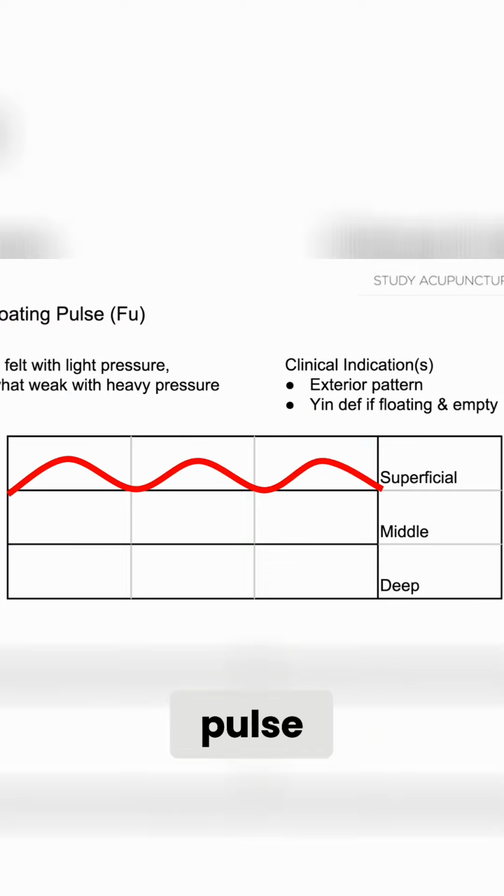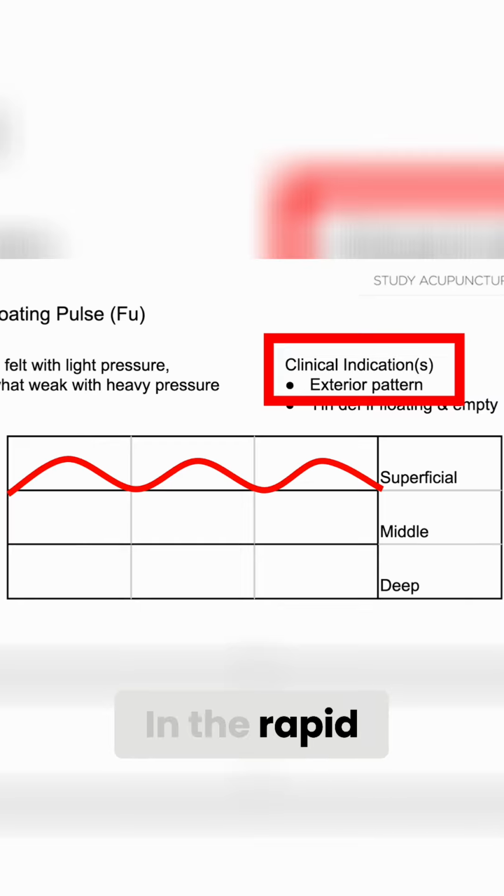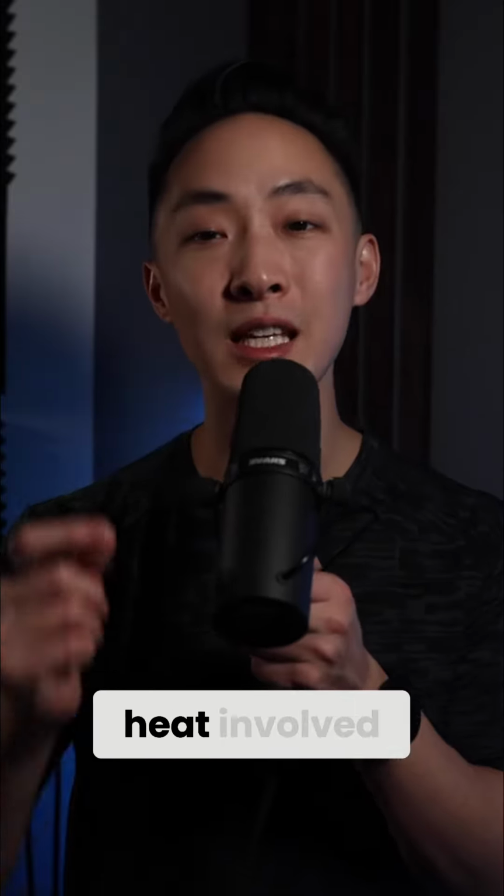And with the pulse, you see a floating rapid pulse. Now, a floating pulse, that's indicative of an exterior condition. And the rapid pulse, that's how you know that there's heat involved as well.